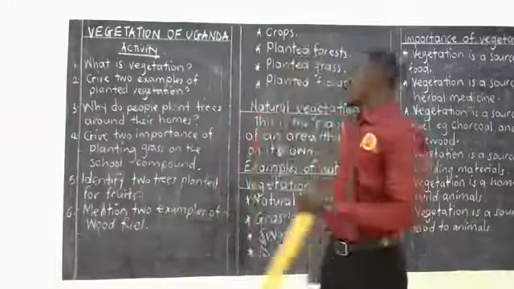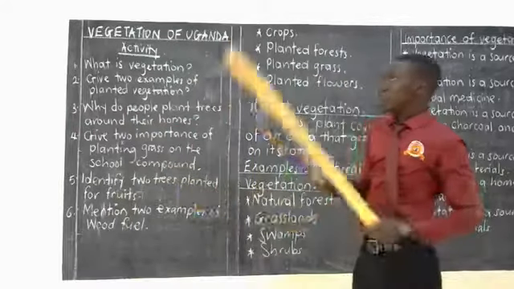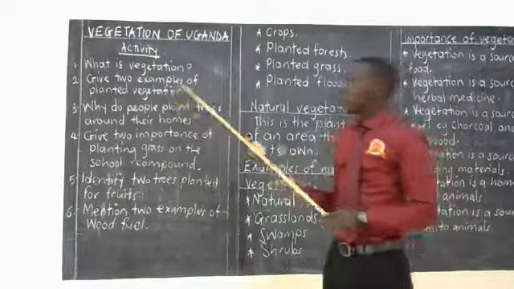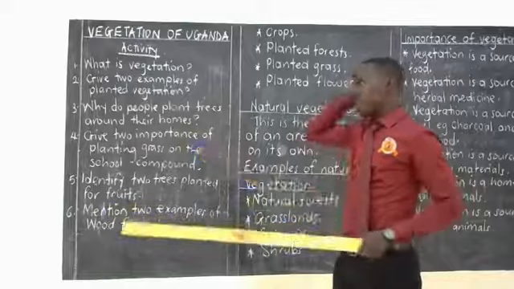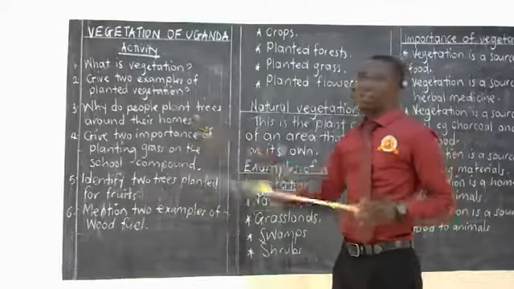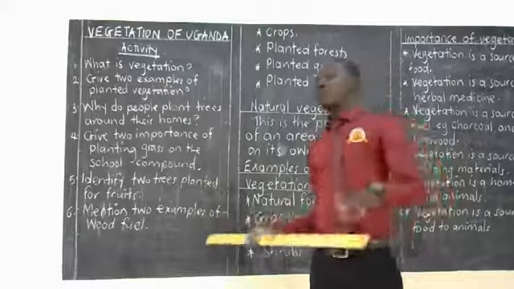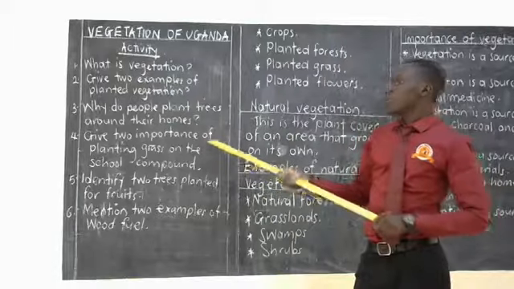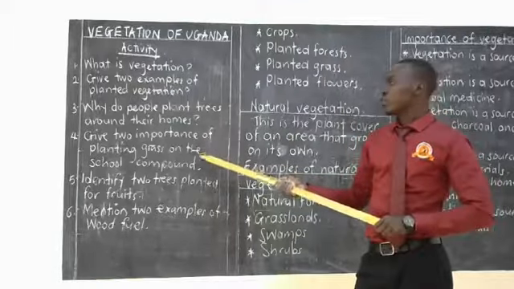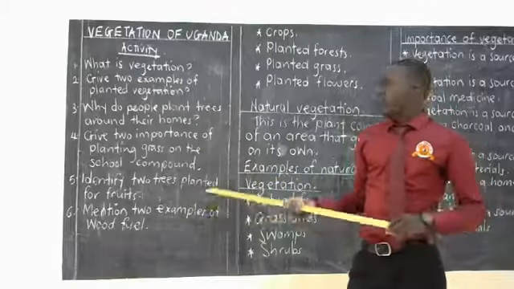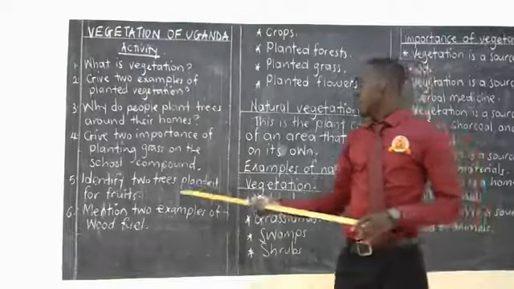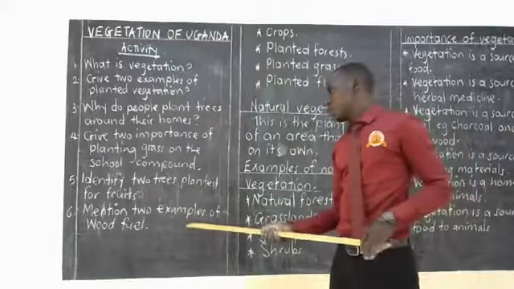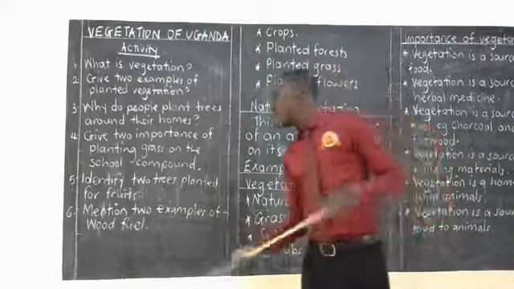You're going to write these 6 numbers. Number 1, what is vegetation? 2, give 2 examples of planted vegetation. 3, why do people plant trees around their homes? You can give me 2 reasons why people plant trees around their compound. Number 4, give 2 importance of planting grass on the school compound. Number 5, identify 2 trees planted for fruits. Number 6, mention 2 examples of wood fuel.